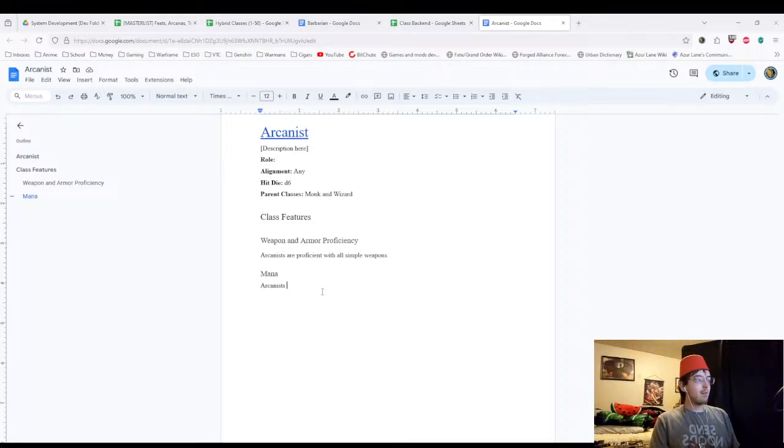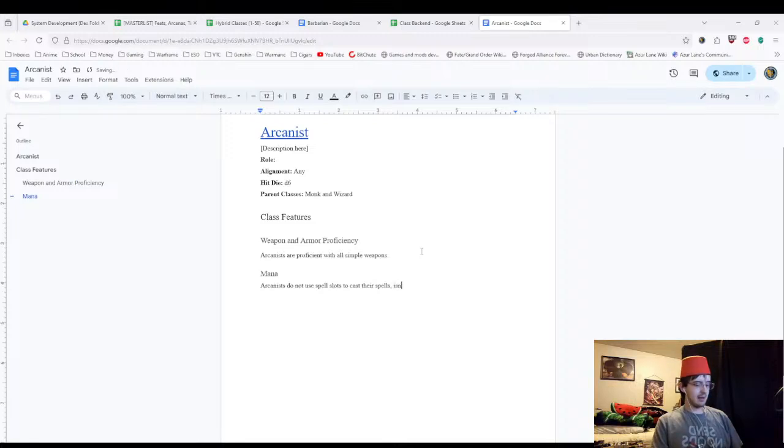So, mana. So, Arcanists do not use spell slots. Thoughts? Okay. Is spell slots two words or one word? Hold on. Okay, well, I guess we're just gonna make it two words just so that red line isn't there.